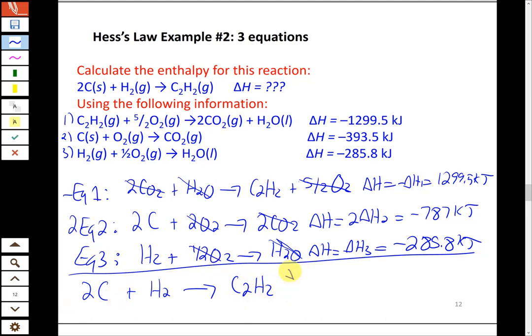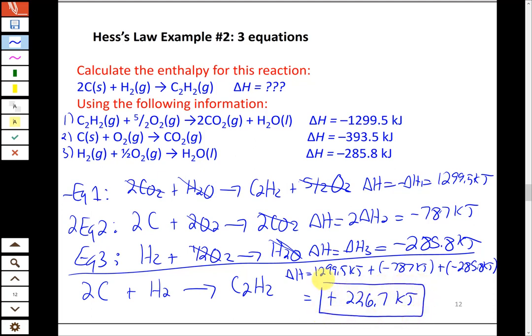And so now the delta H is just going to be all of those added together. 1299.5 plus minus 787 plus minus 285.8. So all those 3 numbers added together equals positive 226.7 kilojoules. All right, so again, arranging the equations is usually the tedious and tricky part. Once you have them arranged, the math is pretty simple in these problems.